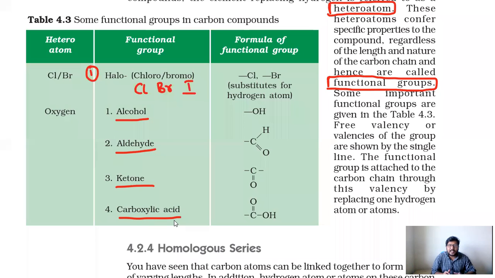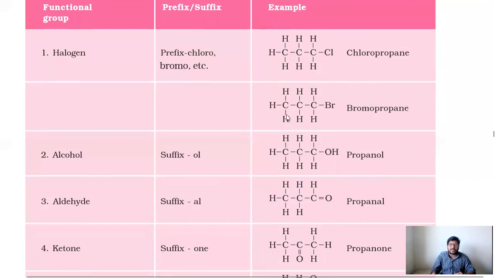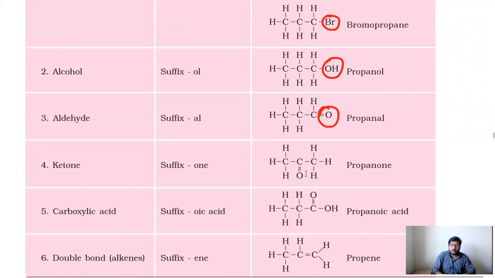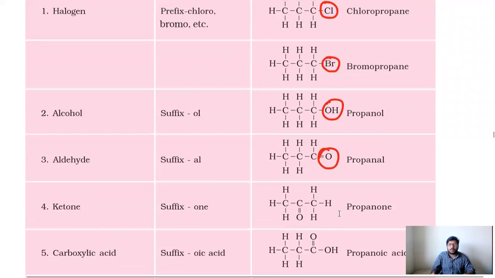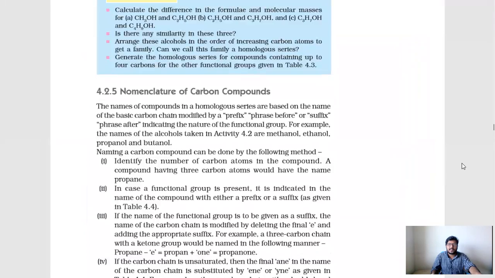So what is that halo? What is that alcohol? What is that aldehyde? What is that ketone? What is that carboxylic acid? Everything we are going to discuss in this lecture. And you are going to draw these structures. You see, these are hydrocarbon compounds. Chlorine is added here, right? Here bromine, here hydroxide, here double bond O, here double bond O. Like that, you are going to learn how to draw structures of these in this lecture.